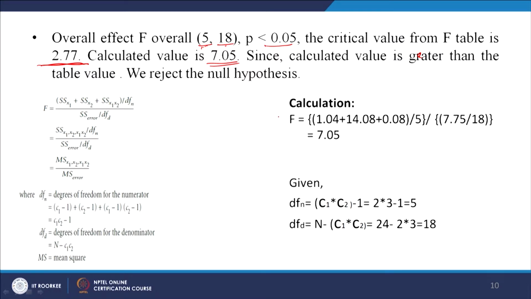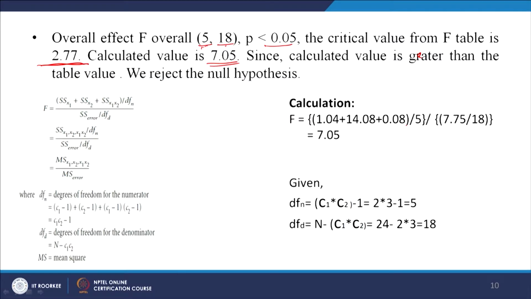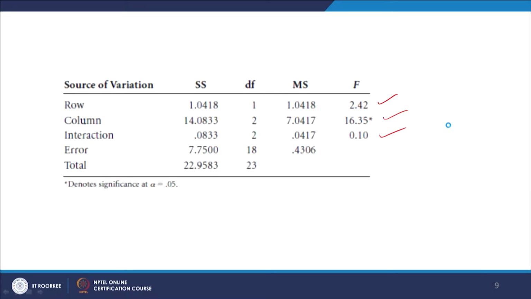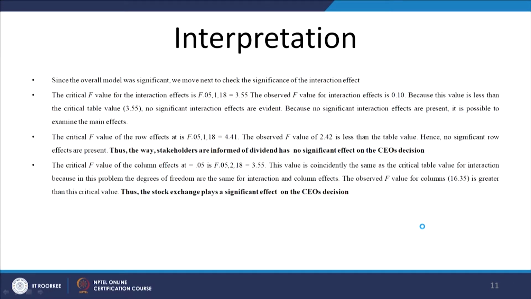Now, you see we have calculated here. So, F is equal to how much? 1.04 plus 14 plus 0.08, divided by 5, this is my upper side, and then within. So, within is how much? 7.75 divided by 18, the degree of freedom is 18. So, overall I am getting an F ratio of 7.05. This formula is also given to you, you can check it. So, from here we can infer what our interpretation is.